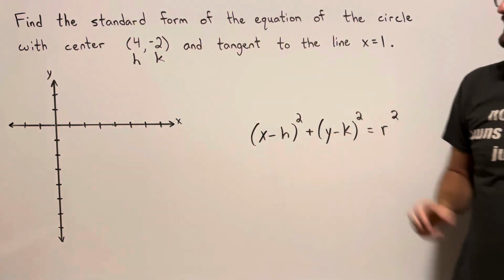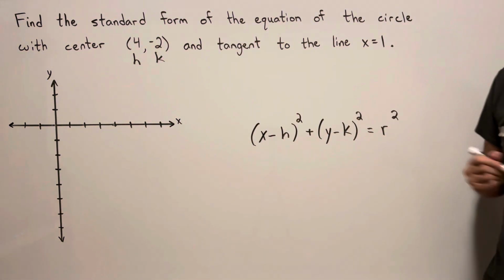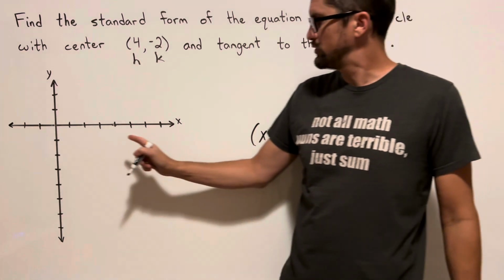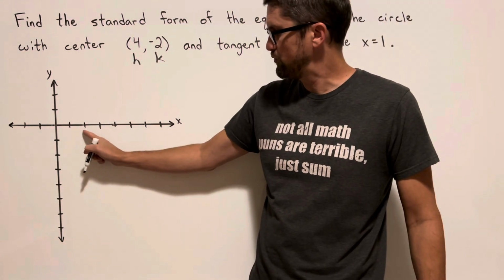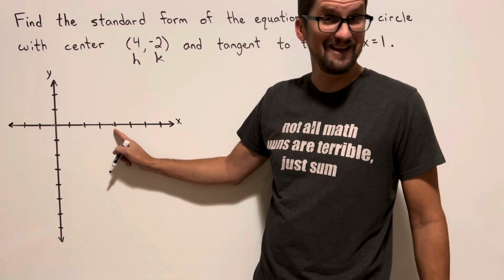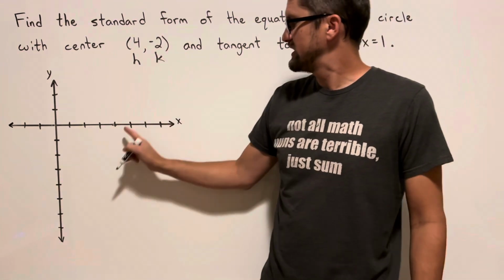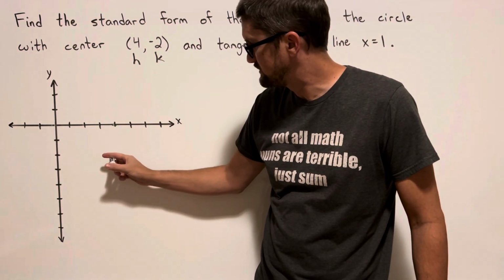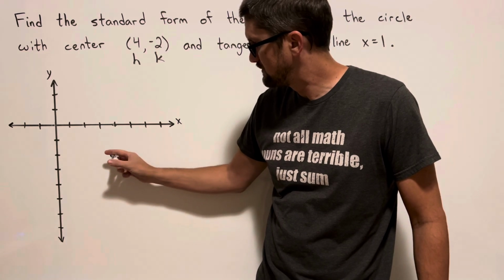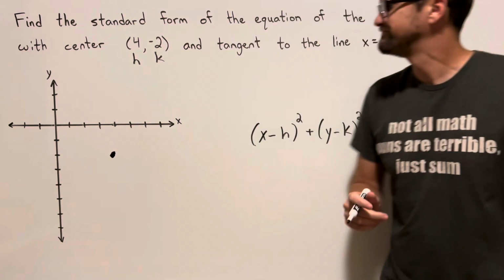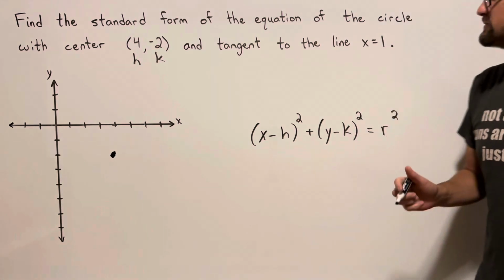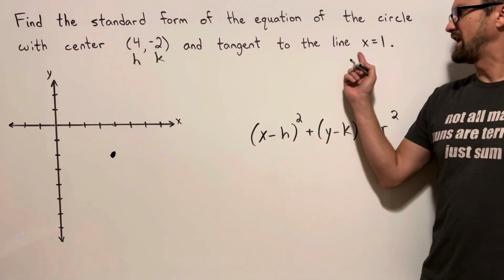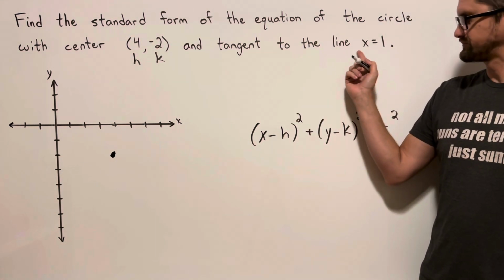What I'm going to do is plot the center. It's at (4, -2), so I'm going to go to the right 4 units, right here. And then the y value is -2, so I'm going to go down 2 units. So the center is about right there.